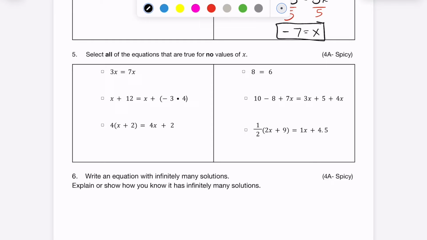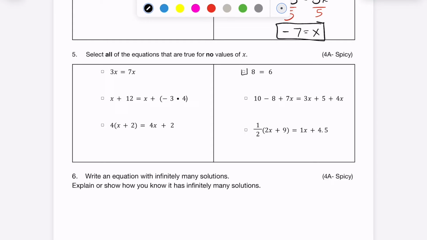Okay, I'm just going to skip around and look at the ones that look obvious to me. 8 equals 6. Does 8 ever equal 6? No. Okay, so I guess I should make it clear. I'm going to select it. I'm going to check it off. Right? Check.